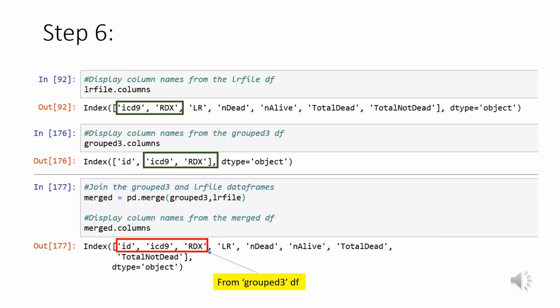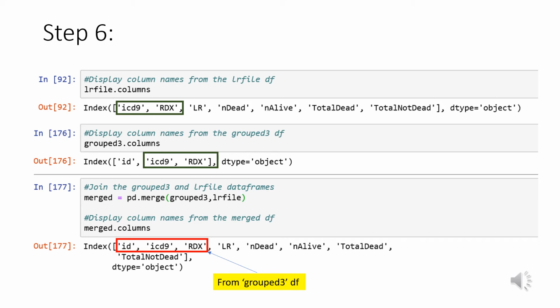In line 177, we create a new data frame using the merge function. We merge the group 3 and likelihood ratio data frames. The output on line 177 shows the resulting merged data frame, and it has the first 3 columns coming from the group 3 data frame.